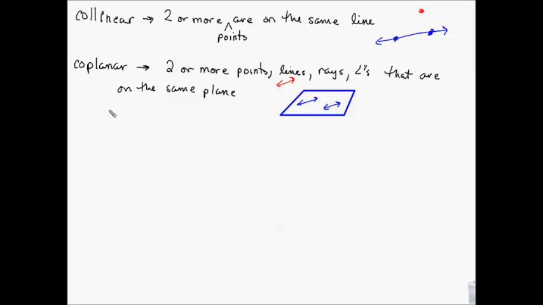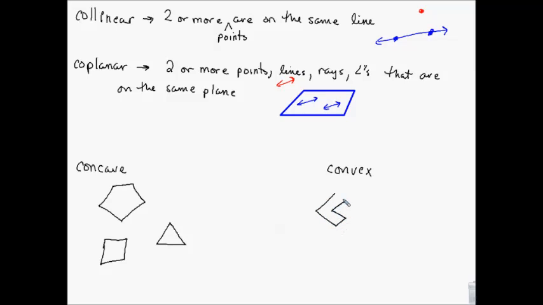Okay. From there, we'll go to concave versus convex. And this has to do with your polygons. You can have a concave polygon or a convex polygon. And you remember the concave polygons were all really open. Things like this. Convex, sort of dented in.